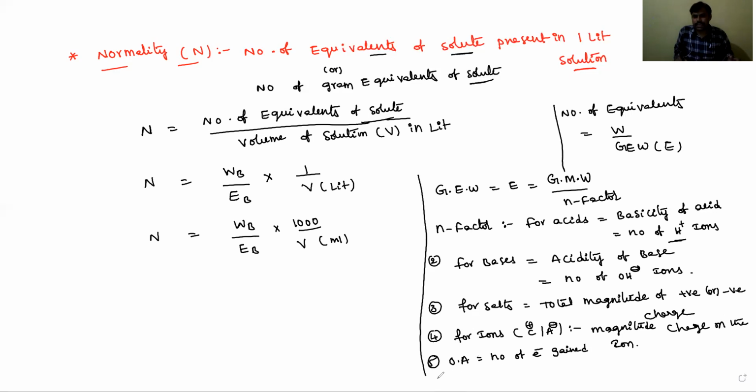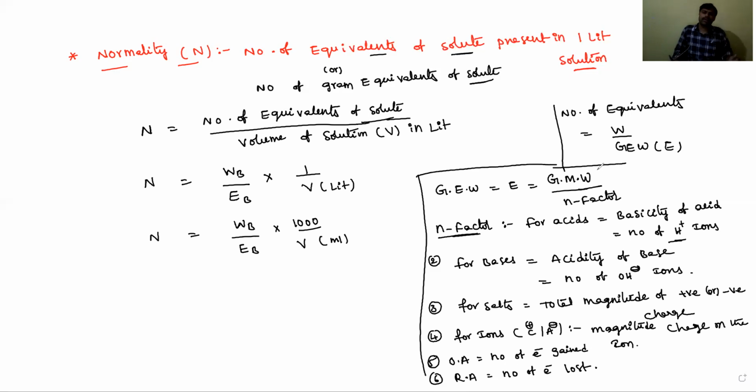Okay, and for a reducing agent, the N factor is equal to the number of electrons lost. The number of electrons lost is known as the N factor for a reducing agent. The reducing agent itself undergoes oxidation by loss of electrons. So this is about the N factor for different types of compounds. Gram equivalent weight is equal to gram molecular weight divided by N factor.